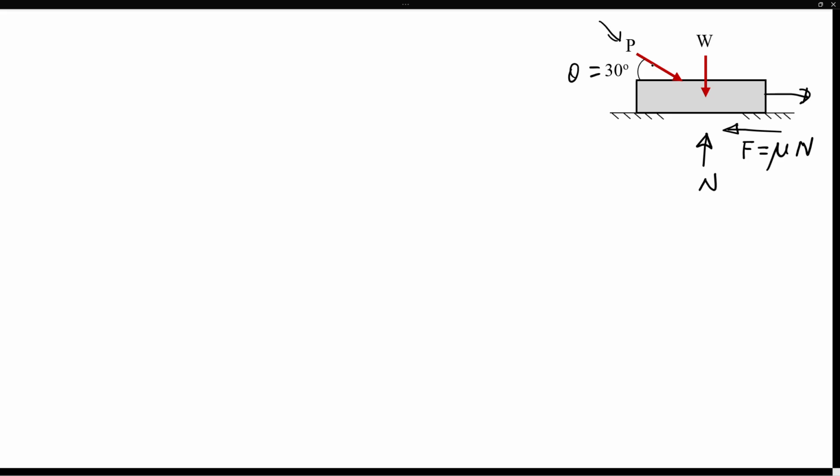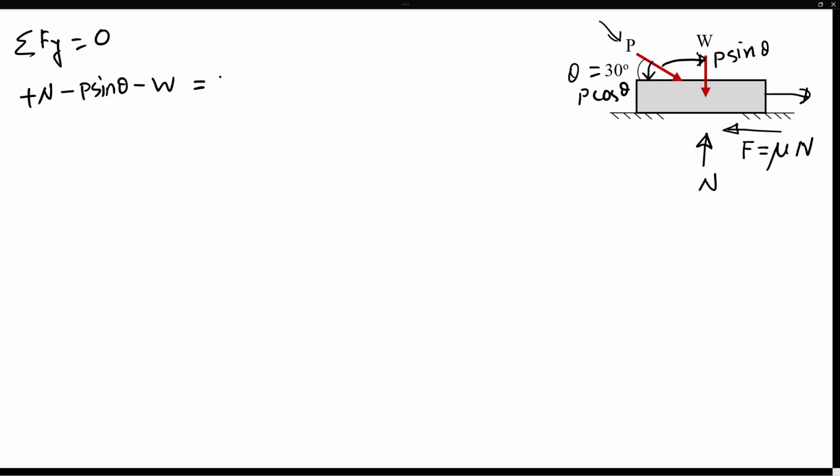And then we can resolve this P into two different directions. In this vertical direction, it's going to be P sine theta, and in this horizontal direction would be P cosine theta. So if we now write summation of Fy is equal to 0, then we can say plus N, the normal force acting upward, minus P sine theta acting downwards, minus W. And that's everything we have in the Y direction, everything summed to 0.